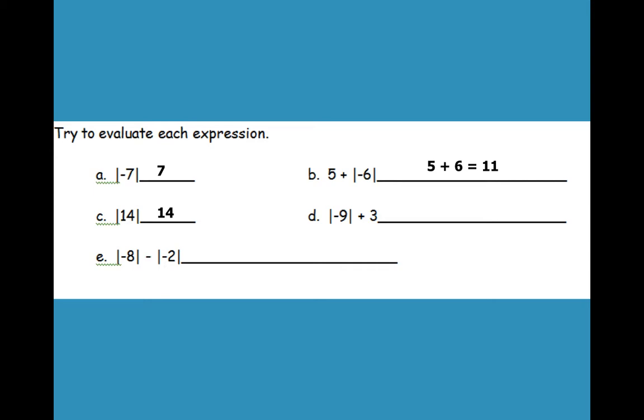The absolute value of 14 is 14. Remember, this is counting, so this is not the inverse. This is how far away from 0 we are, and 14 is 14 steps from 0. The absolute value of -9 is 9, and 9 plus 3 is 12. The absolute value of -8 is 8. The absolute value of -2 is 2. And 8 minus 2 is 6.